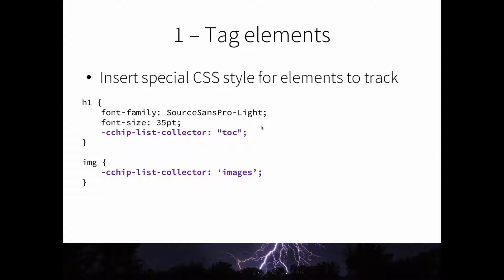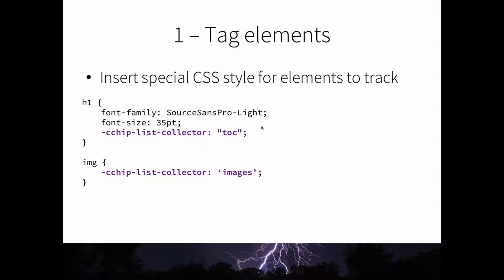But the bottom line is you can gather information about as many elements as you want. The way to specify which elements interest you is by using CSS, and it's by inserting that custom cchip list collector tag or rule in some of your CSS that you have in that project. That's the first step.